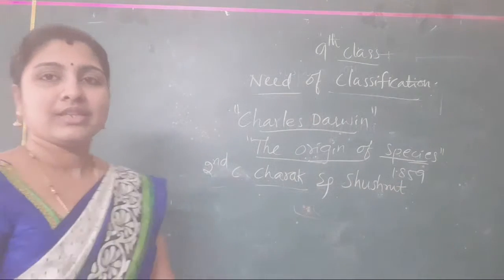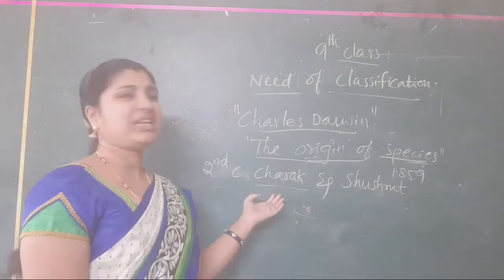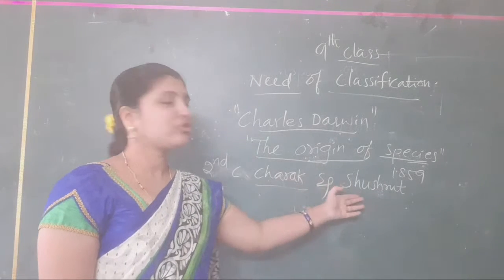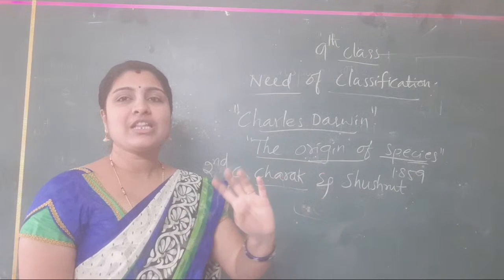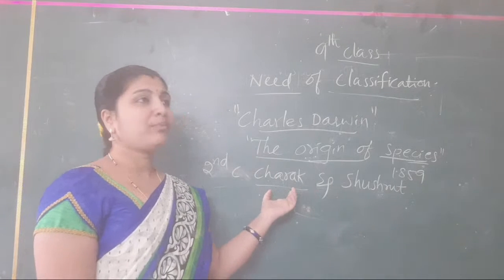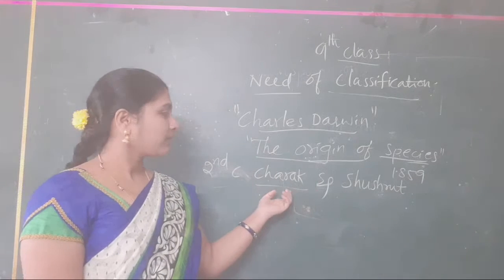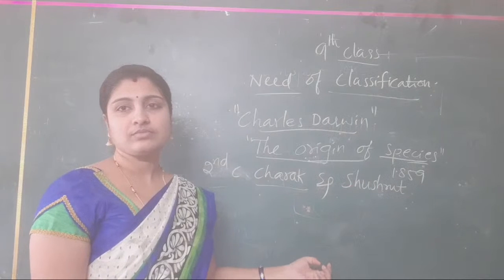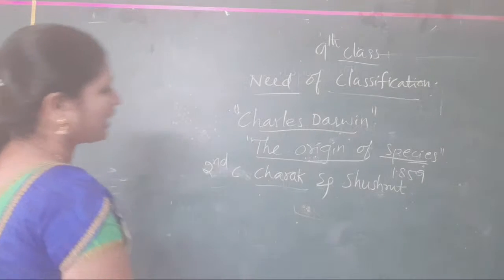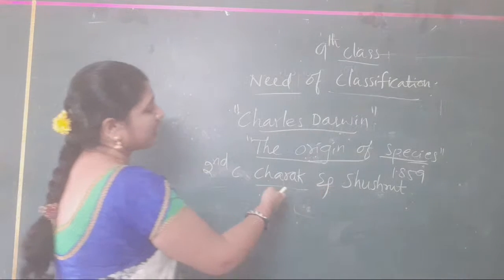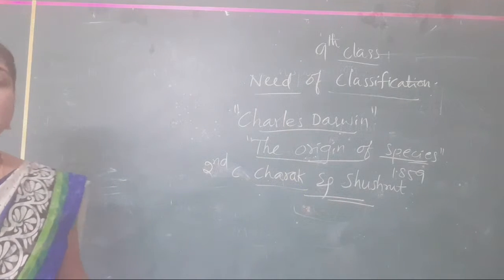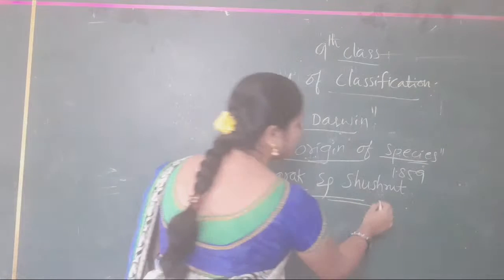So, Indian scientists, or we can say they are like rishis, saints, these are Charak and Shushrut. They have divided the plants based on medical importance, means they are belonging to medical science. Charak and Shushrut. Okay, they have written many books also. They are the traditional medicine followers. They have divided the plants based on medical importance in the book Vriksha Ayurveda.